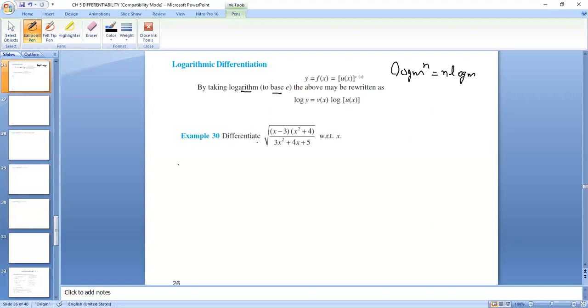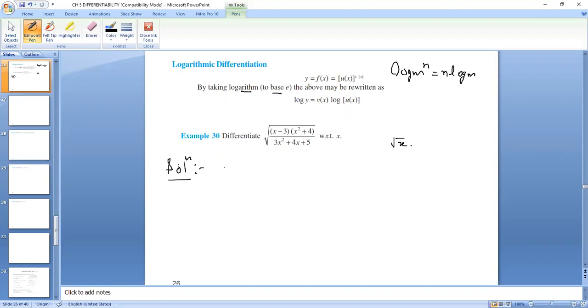Now we have a question: differentiate square root of (x minus 3)(x square plus 4) upon 3x square plus 4x plus 5. So it will be easy if we are taking the log function. Otherwise, how can we differentiate it? We can differentiate just applying the formula of root x, 1 upon 2 root x into derivative of the base function, where we will apply the u upon v rule. We can differentiate it with our traditional method also. But if we take log, then it will be easy to simplify.